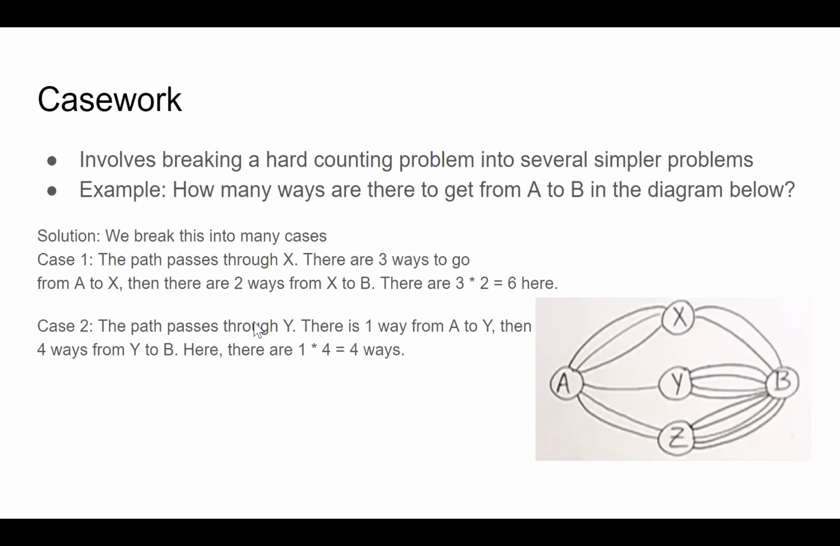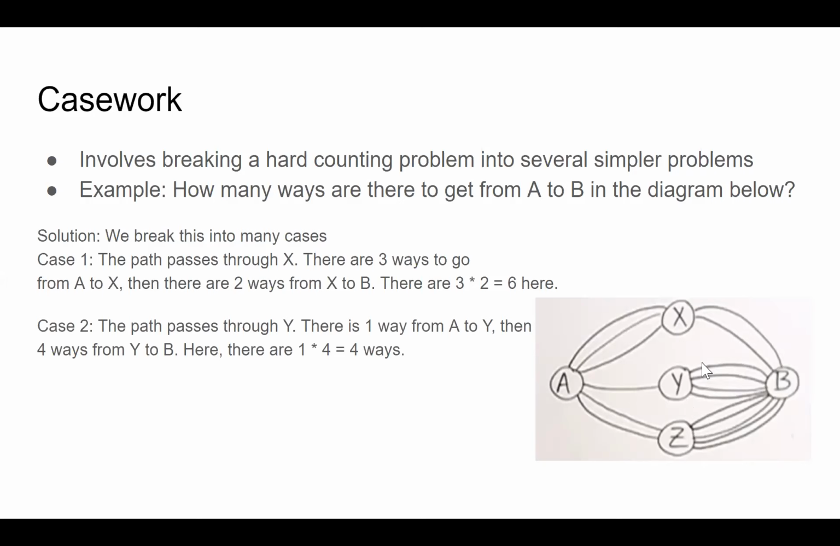The next case is if it goes through Y. If it goes through Y, then there's 1 way from A to Y, and then there's 4 ways from Y to B. And we can just see that from this picture. And that gives a total of 4.